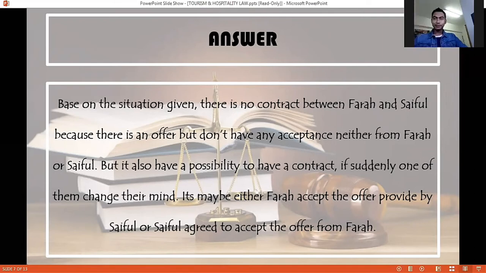So based on this situation given, there is no contract between Farah and Saiful because there is an offer but don't have any acceptance neither from Farah or Saiful. But it also has a possibility to have a contract if suddenly one of them changes their mind. It may be either Farah accepts the offer provided by Saiful or Saiful agrees to accept the offer from Farah. Alright, thank you. That's all my answer. So we go to next question.